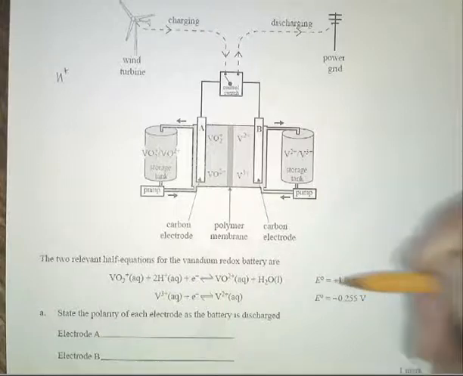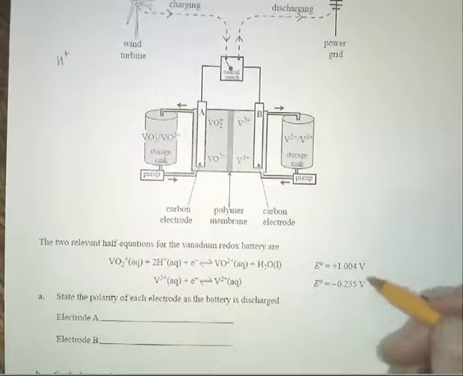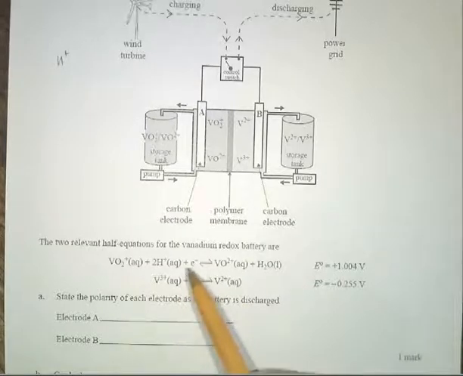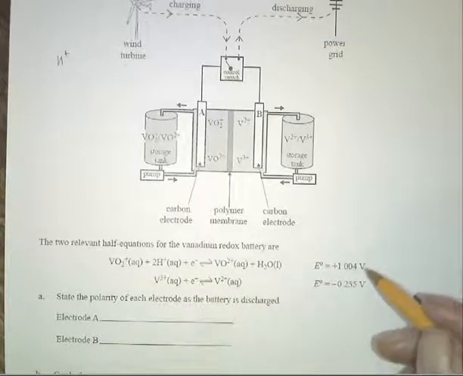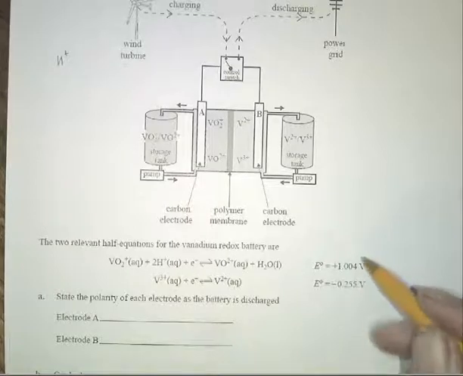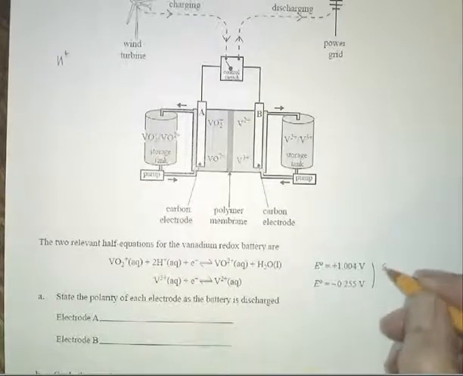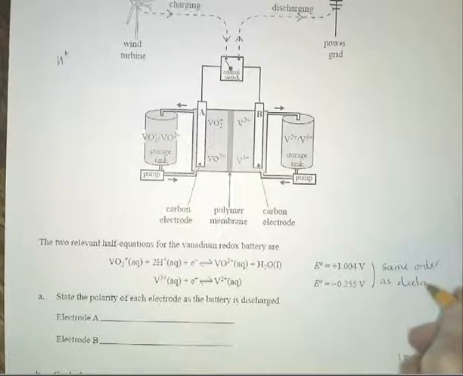The two relevant half equations for the vanadium redox battery are these two. Whenever you're given equations, just check. They're written like the electrochemical series with the electrons on the left, so they're both reduction reactions. Just make sure that this is more positive than that. If they're both negative, then the smallest negative would be on top and the biggest negative on the bottom. So the more positive one needs to be on top. These are in the correct order, so you don't have to worry about rearranging them. If they're not, I recommend that you rewrite them because it just gets too confusing. Same order as electrochemical series.